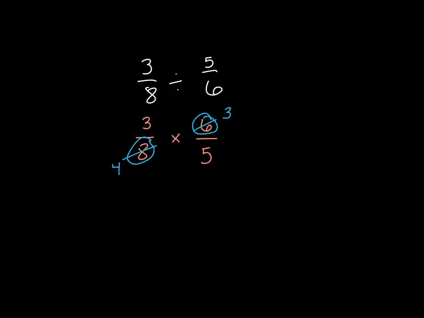Now the 3 does not have a common factor with the 4 or the 5 in the denominator. So now we're ready to multiply. Multiply your numerators. 3 times 3 is 9. And the denominators, 4 times 5 is 20. So 9 over 20.